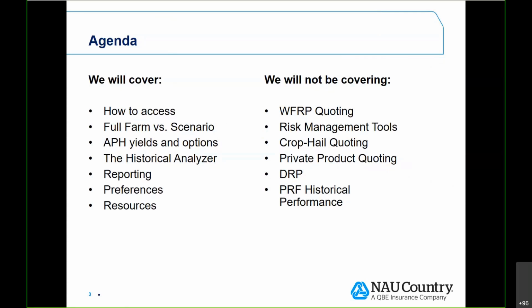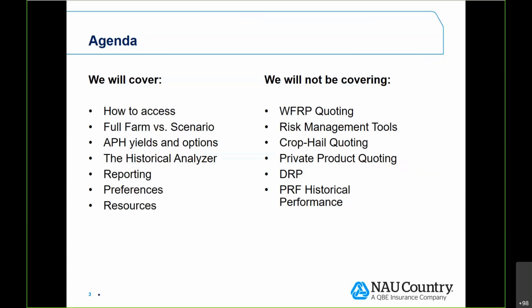So to start off with, items that we are touching on. How do you access EASYquote? What are the different ways to get into the system? Full farm versus the scenario screens. We're going to talk a little bit about APH yields and options and how they work in our system. The historical analyzer. Reporting, preferences, and then if we have time, resources.